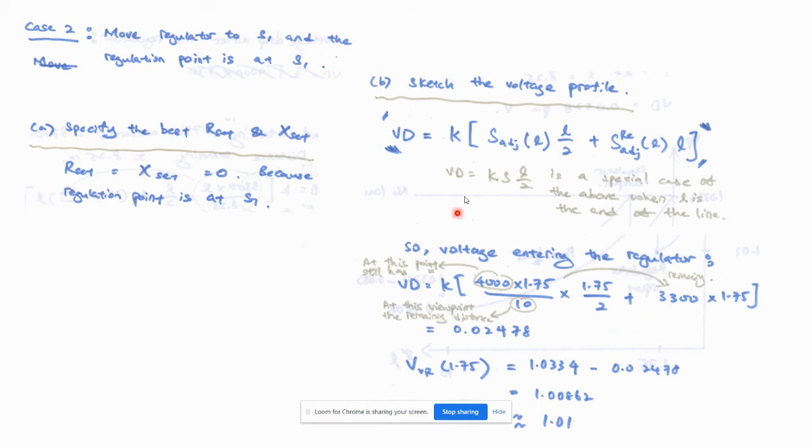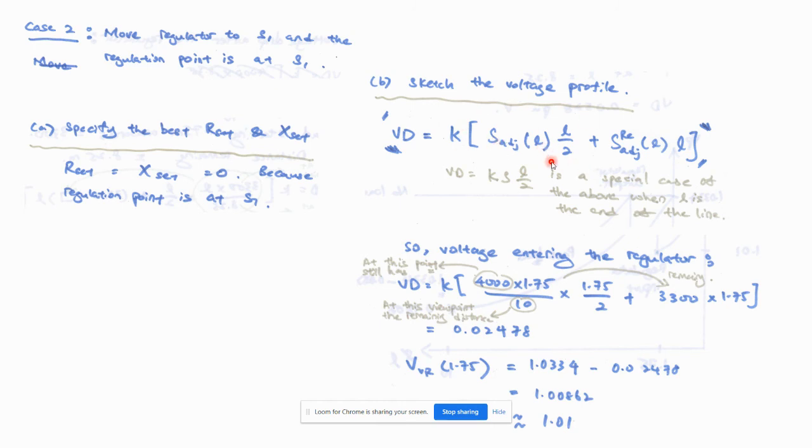So with that, we have to consider this thing, okay? This is the formula for us to calculate the voltage drop when entering the regulator. But there is some logic to it, right? So now the regulator is 1.75 meter down the feeder. So in that 10 meter of the feeder, the total load is 4,000 kVA.